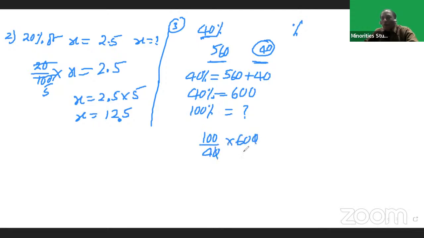This is 0, 0 cancel, 4 ones, 4 15s. So 100 into 15 is equal to 1500.